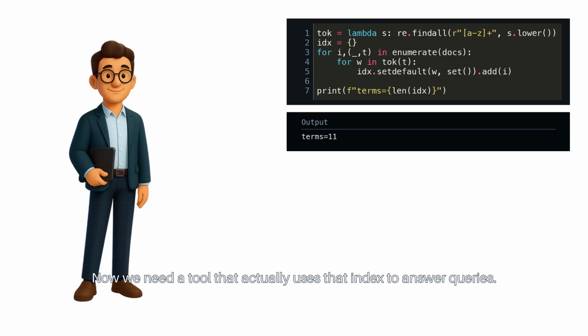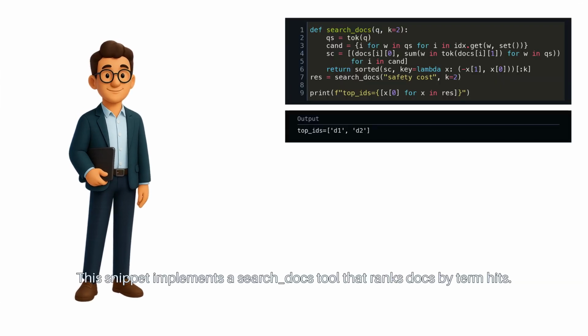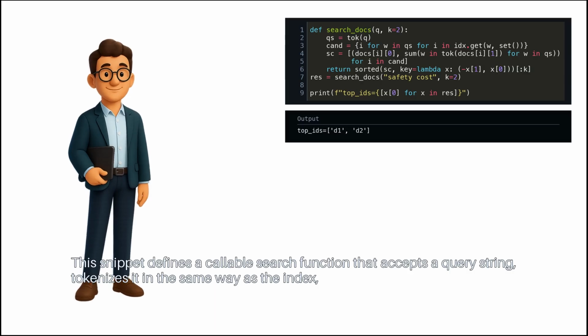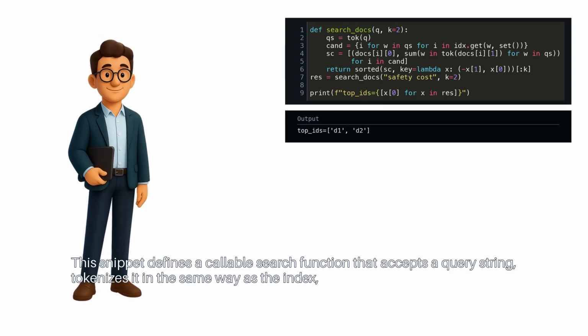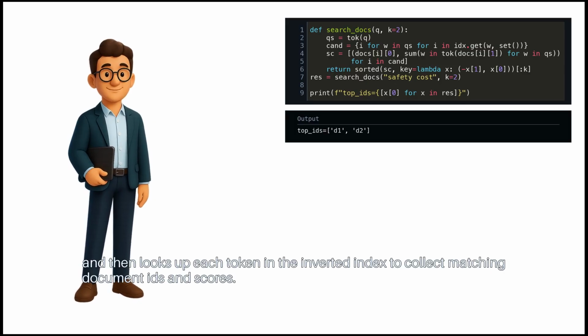Now we need a tool that actually uses that index to answer queries. This snippet implements a search docs tool that ranks docs by term hits. This snippet defines a callable search function that accepts a query string, tokenizes it in the same way as the index, and then looks up each token in the inverted index to collect matching document IDs and scores.